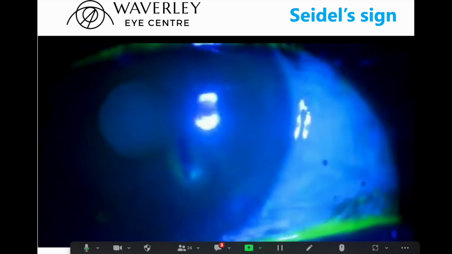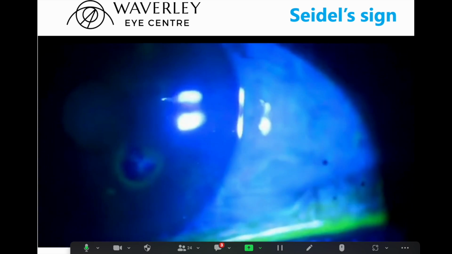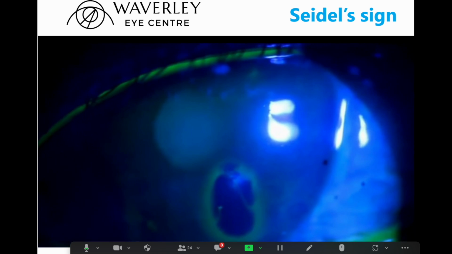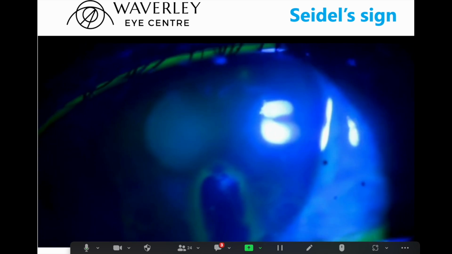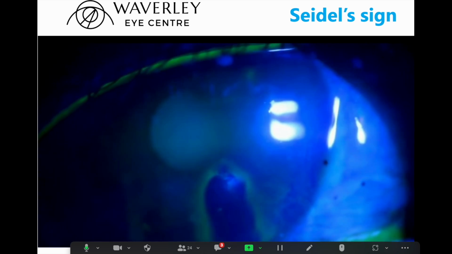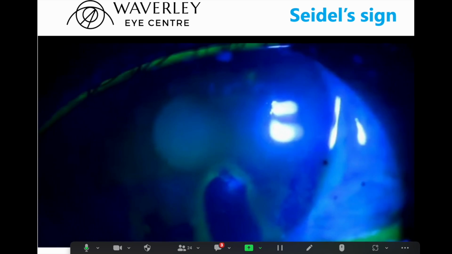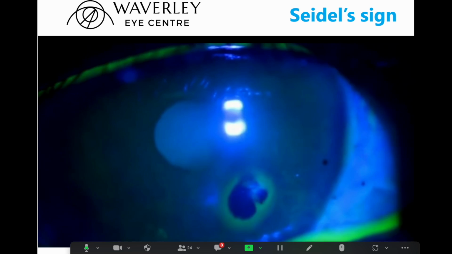And this is what you're going to see. It's kind of like a waterfall effect, where you can see this lesion, and you can see there's aqueous fluid that's seeping out of that wound and causing that fluorescein pattern to kind of waterfall down. So that's the Seidel sign, if you're seeing that.